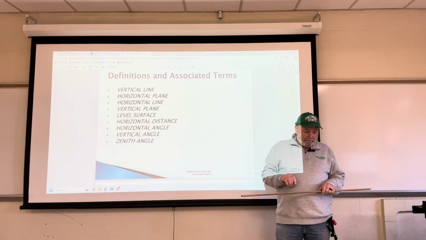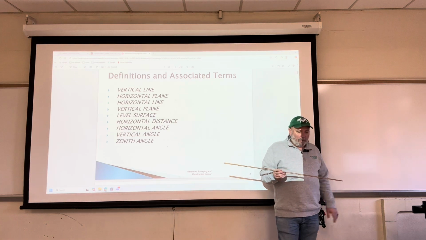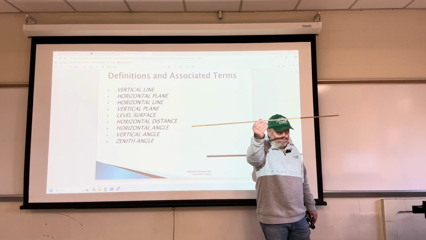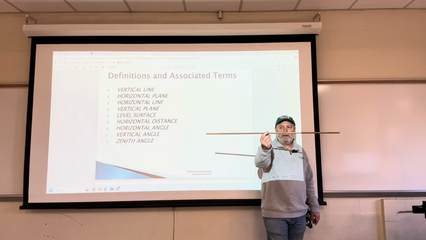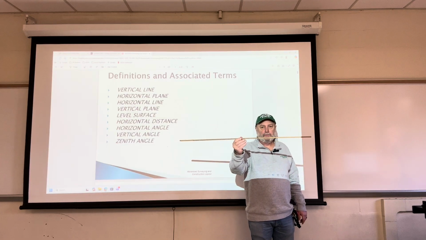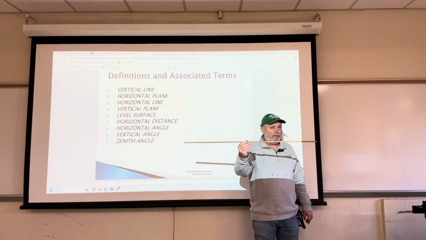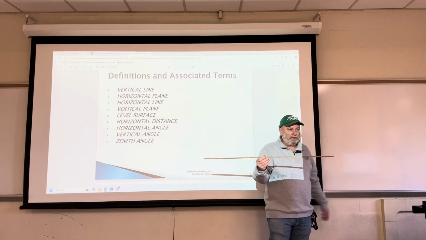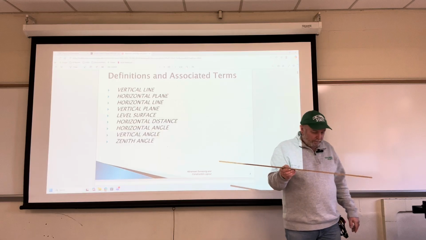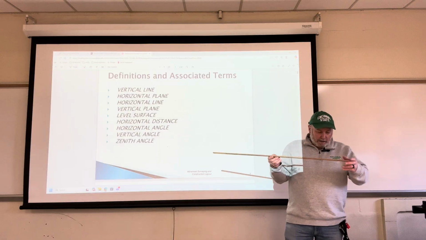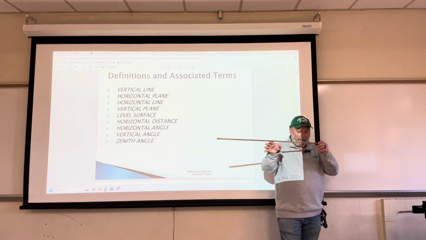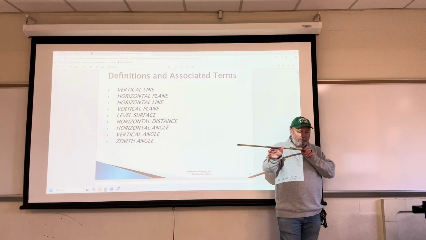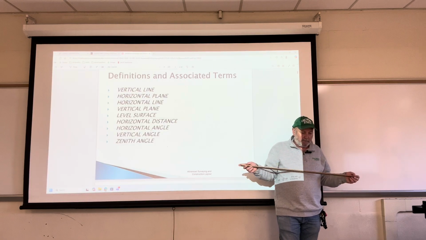Horizontal plane. At a point, a plane perpendicular to the vertical line; there's only one horizontal plane through any given point. So we're familiar with horizontal. We're familiar with the horizon, how far out we can see. A horizontal line is any line through a point that is perpendicular to the vertical line at that point.